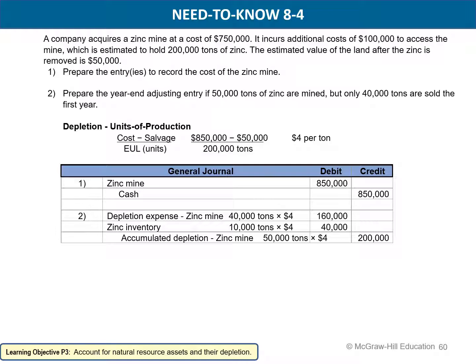50,000 are mined, so the other 10 is in zinc inventory. So there's your $40,000 debit to zinc inventory, and you're going to credit accumulated depletion, excuse me, for $200,000, which is your 50,000 tons times your $4 per ton.